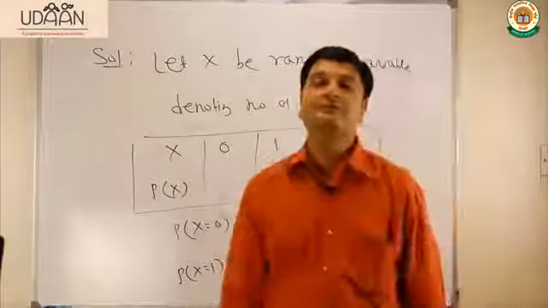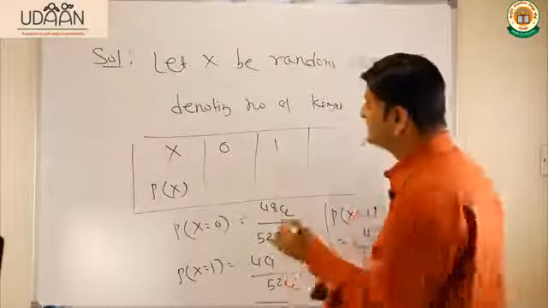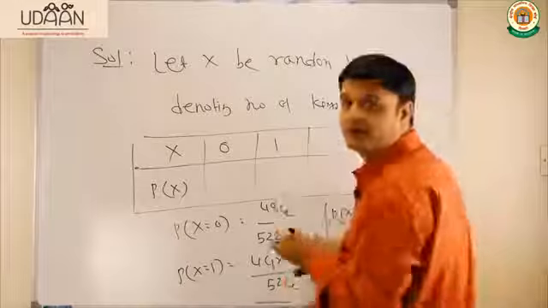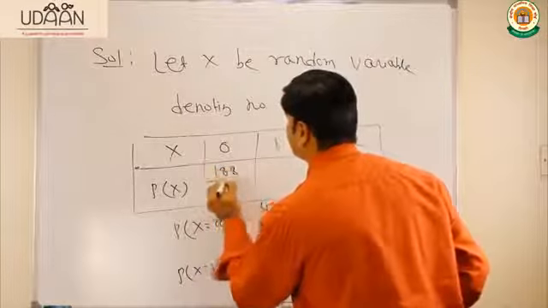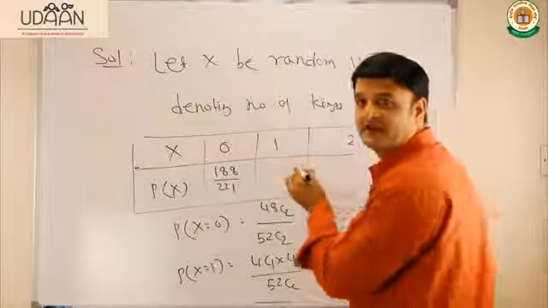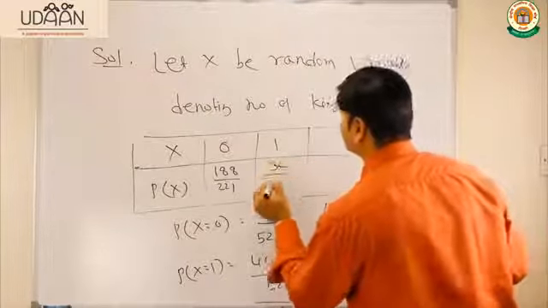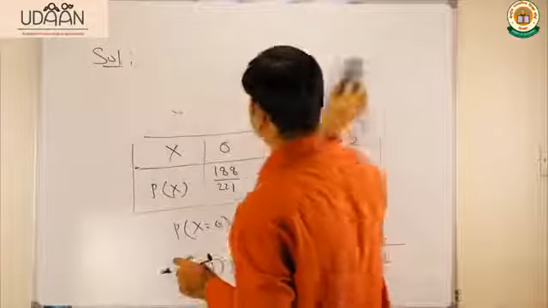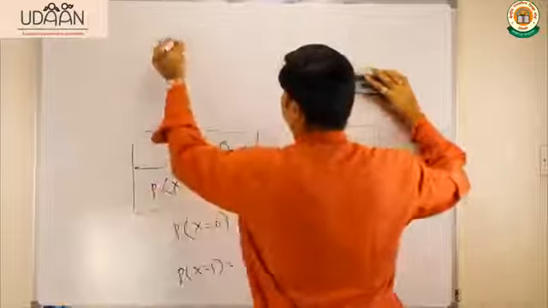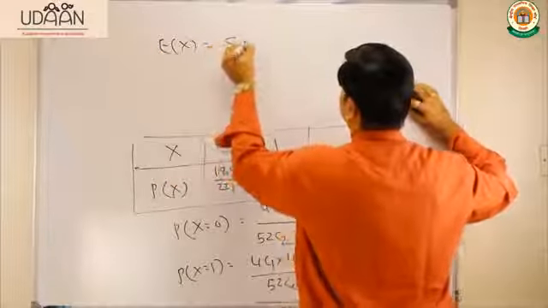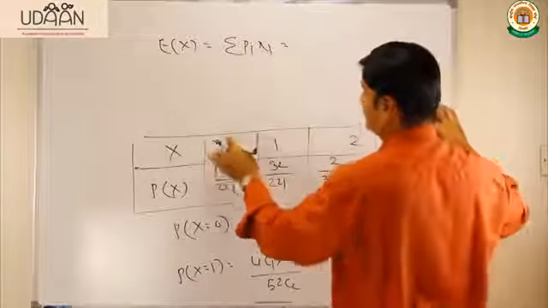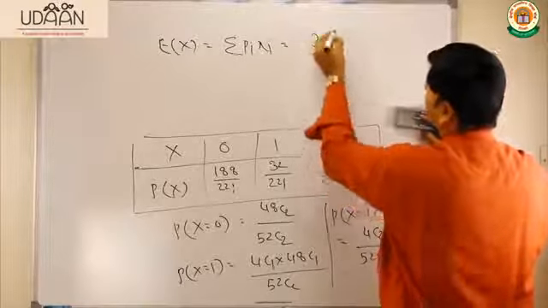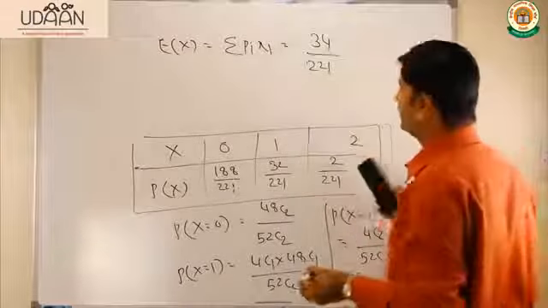Substitute all these values and approach in the same way. I am just writing the data, but it's your work to implement it. When you solve it, you will get 188 upon 221, then 32 upon 221, then 2 upon 221. Now, as I told you, you have to calculate E(X) by the formula sum of pi xi. Again, you do this into this plus this into this plus this into this. That calculation I am leaving for you. You will get the answer 34 upon 221.